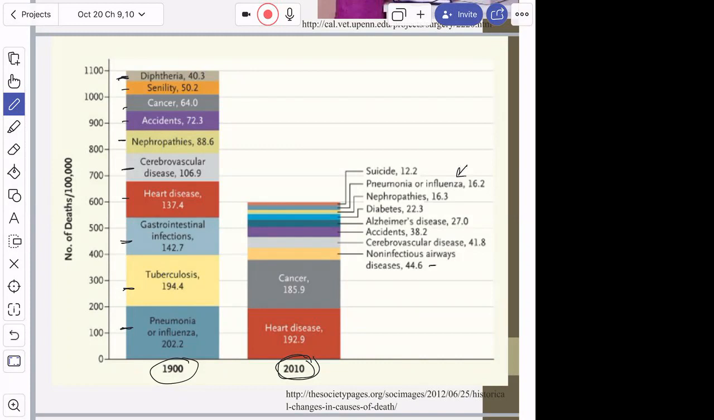Non-infectious airway disease, that's something like COPD or emphysema. Stroke, well, accidents, of course, can happen at any age, but Alzheimer's, suicide made the list here. But you also notice that we're dying less often in 2010. Okay, so the life expectancy has increased a lot.